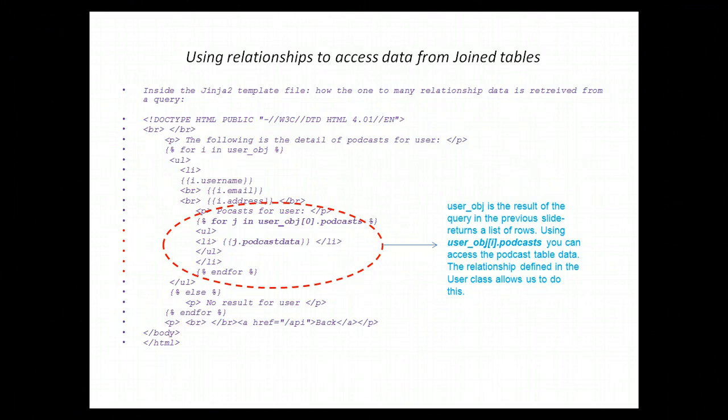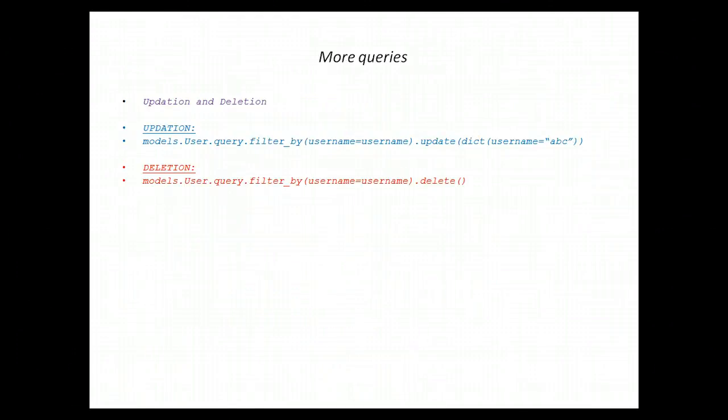You can access data if you got the result of a query in, for example, a user object. Since the user object has a one-to-many relationship with podcasts, you can get information about the podcasts for that user that was queried from the database using user object dot podcasts. You can do an update: instead of using all, you can use update. If you use update, it is the same as an update statement in SQL. And if you use delete, it's the same as using a delete statement in SQL.